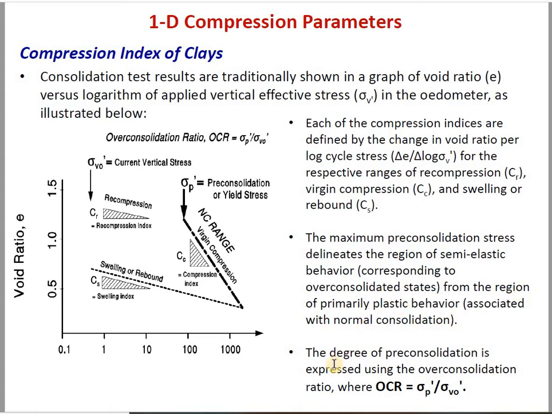Also, in previous lectures I have shown you how the degree of pre-consolidation is expressed. It is expressed using the over-consolidation ratio, in short OCR, which is equal to sigma p dash by sigma v naught dash, where sigma p dash is the pre-consolidation or yield stress, and sigma v naught dash is the current vertical stress.